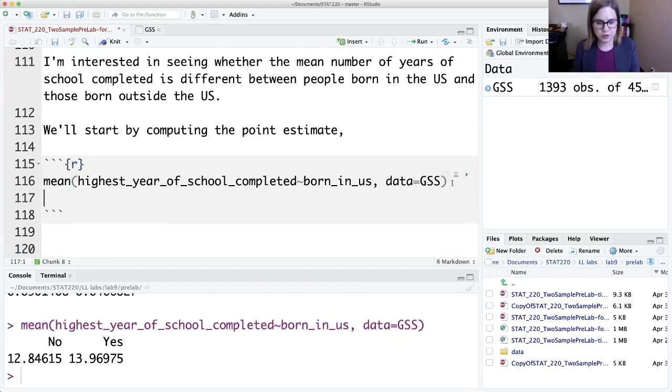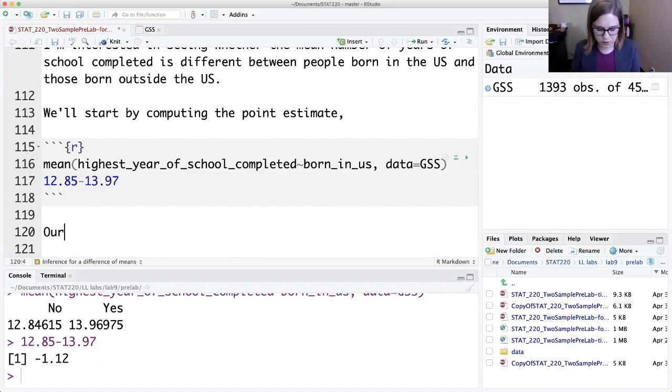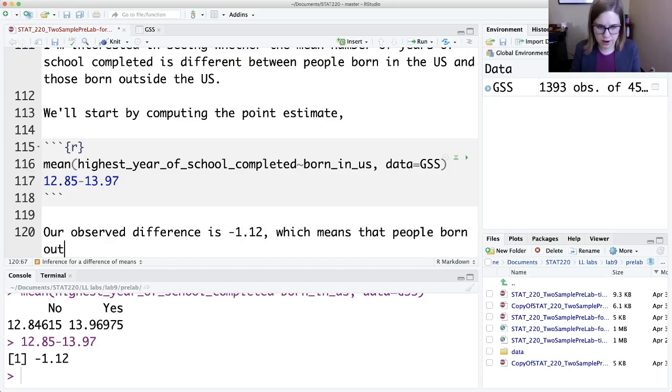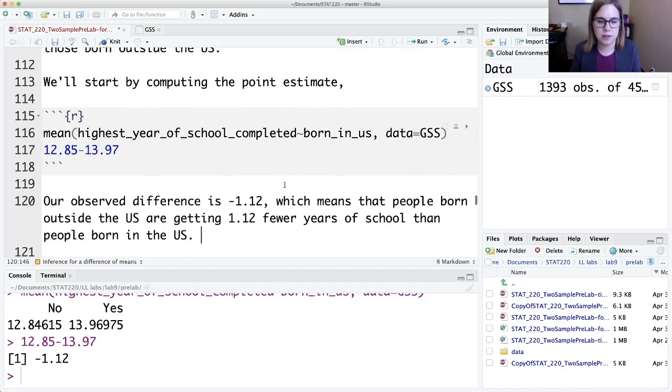Okay. And again, I could do the subtraction myself. 12.85 minus 13.97. And it's a difference of 1.12. So our observed difference is negative 1.12, which means that people born outside the US are getting 1.12 fewer years of school than people born in the US. But again, that's just our point estimate from this sample, and we want to see, is that statistically significant?